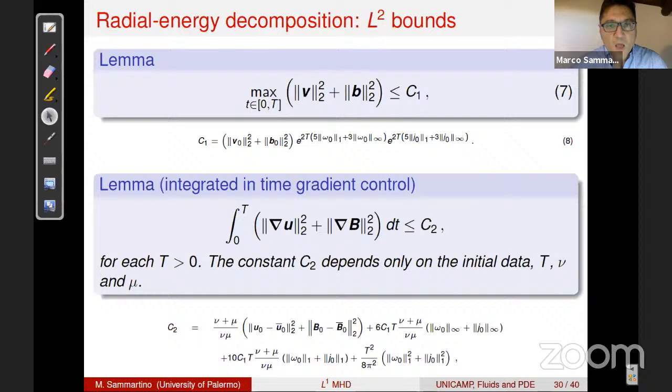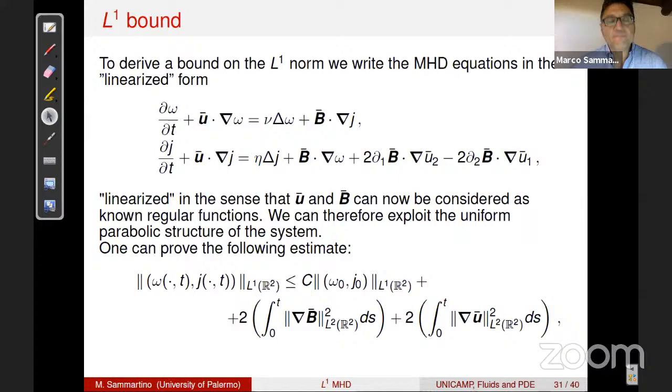So for example, one immediately derives that the maximum in time of the L2 norm is bounded in terms of the initial data. I wrote the constant explicitly; it seems complicated, but I think anyone recognizes that it derives from some kind of Gronwall lemma. One can also derive a control of the time-integrated gradients, because there is dissipation. And this control is not only on the energy part, but on capital U and capital B, so on the whole velocity and the whole magnetic field. Again, this constant C2 has an explicit expression in terms of the initial data. So now we have the integrated in time control of the gradients.